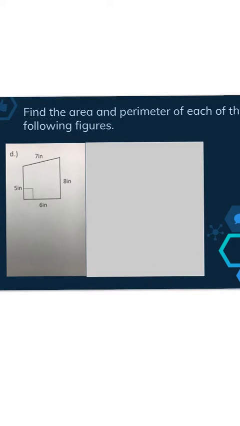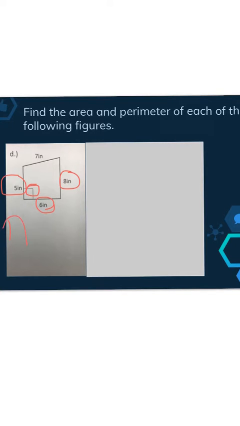For letter D, again, you have a trapezoid, and your bases are on the left and on the right because those are the parallel lines. You also see that there's a right angle, so our height makes up that right angle. So the height will be the 6 inches, base 1 will be 5 inches, and base 2 will be 8 inches. We don't need to worry about the 7 for the area.